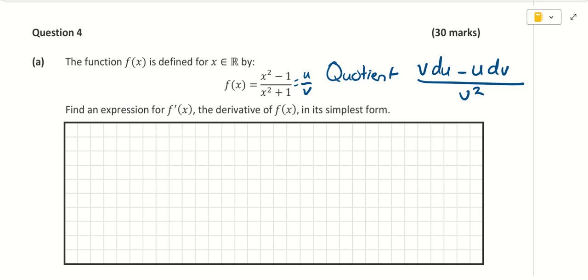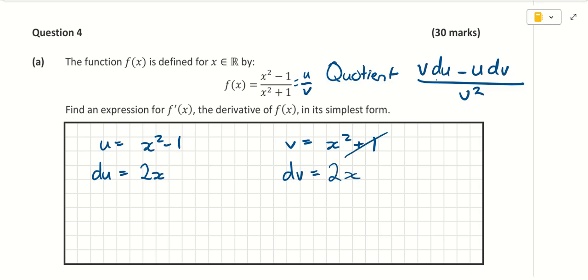Okay, so the best way to do this is to just do u equals x squared minus 1 and v equals x squared plus 1. The d just means derivative. So the derivative of u, du, equals 2x. Remember, you take the power down and you drop it by 1, so it's just 2x to the power of 1, and then the constants just go. And dv, the derivative of v, is also 2x because the constant will just go.